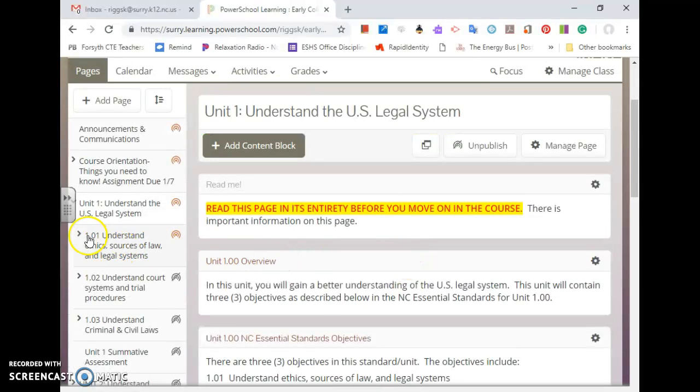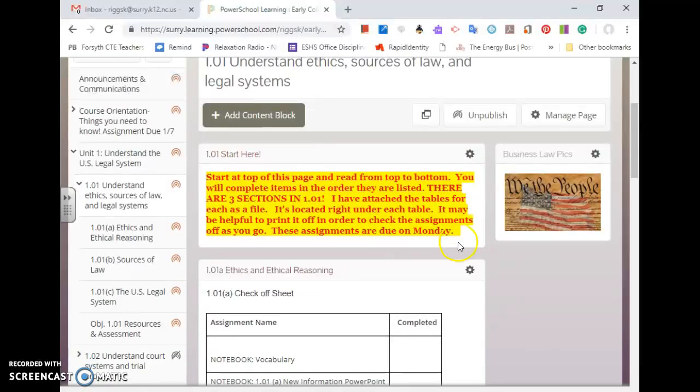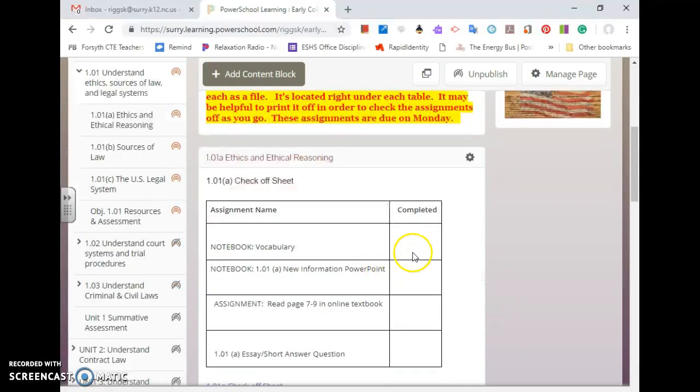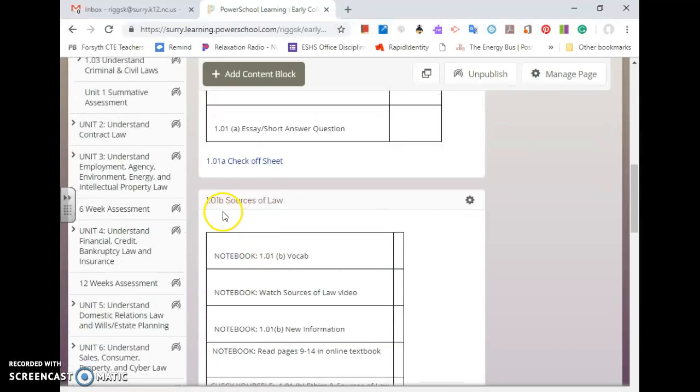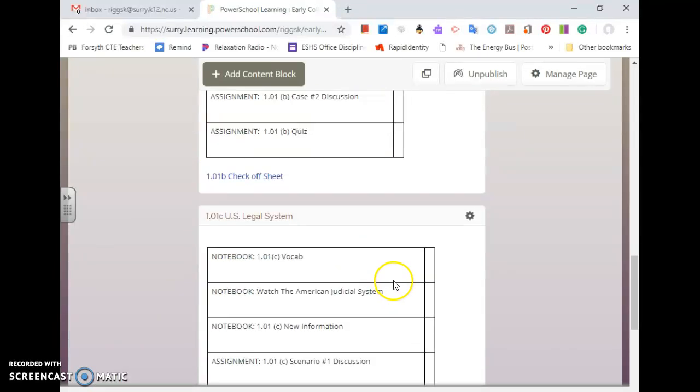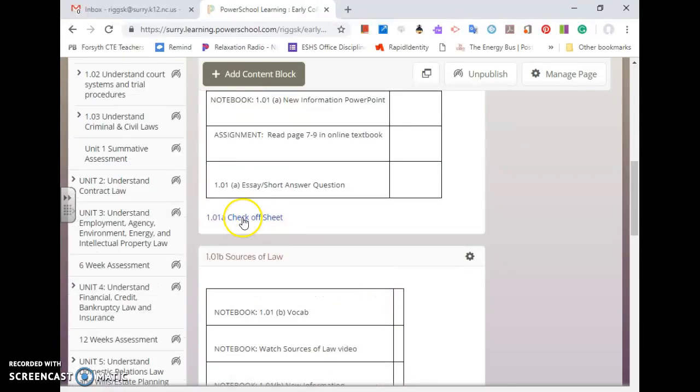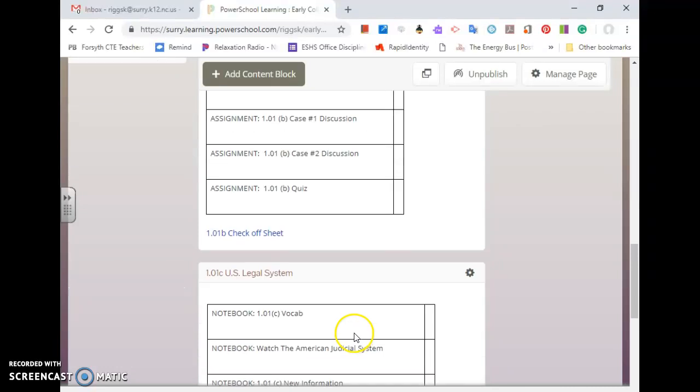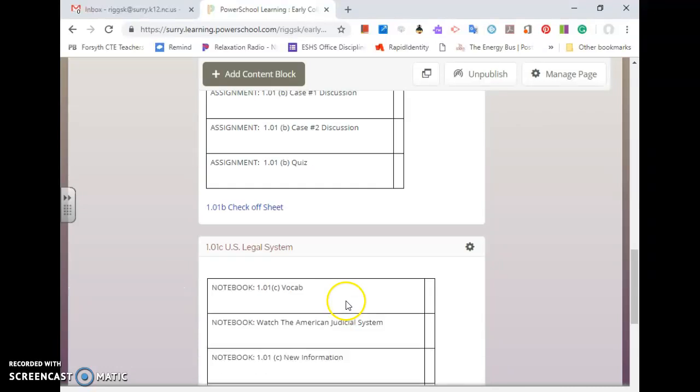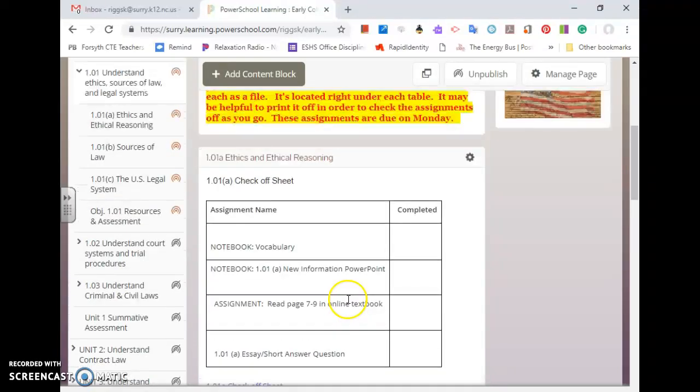This week, you have to do Objective 1.01, Understand Ethics, Source of Law, and Legal Systems. And 1.01 is set up into 3 sections. So I have a checkoff sheet for 101A, which is Lesson 1, 101B, and 101C. So you can print off those checkoff sheets separately to kind of help guide you through this lesson.